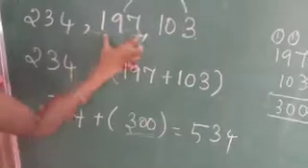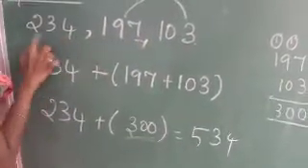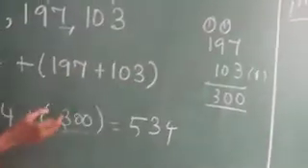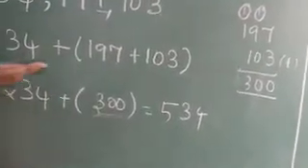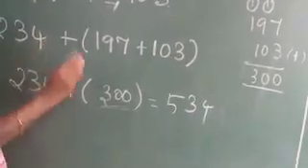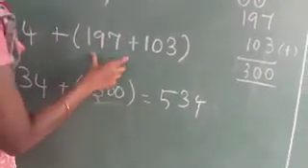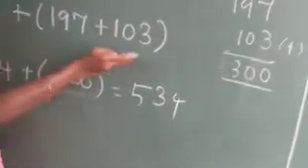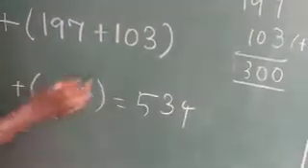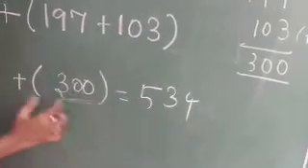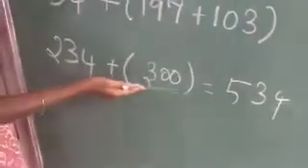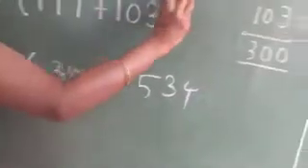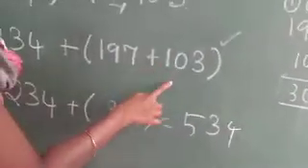So see here, they have given three whole numbers. One is 234, second number is 197 and third is 103. Usually you know how to add these three numbers, but by using properties, how we add: you first add 197 and 103 because it is nearest to round off to 100. So if you add these two numbers you will get 300. Now it is easier to add 300 with 234. So which property do we use here? We use the associative property.